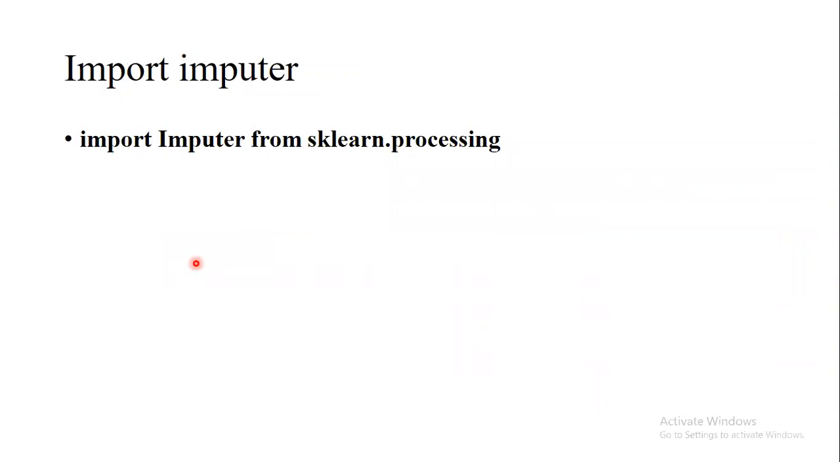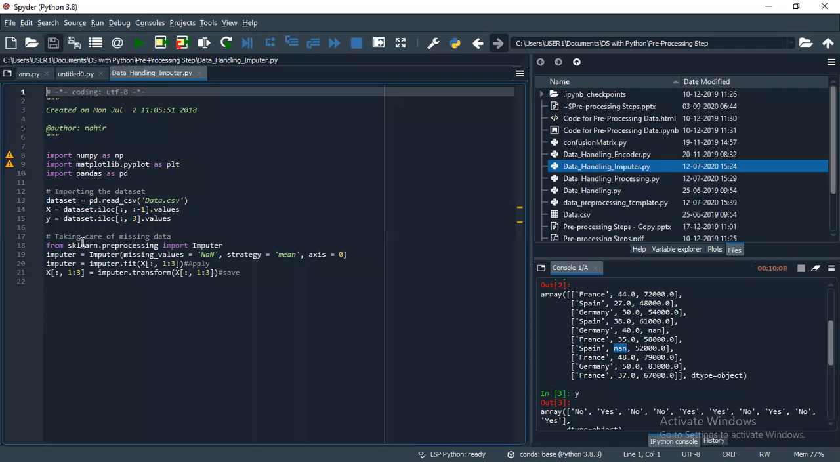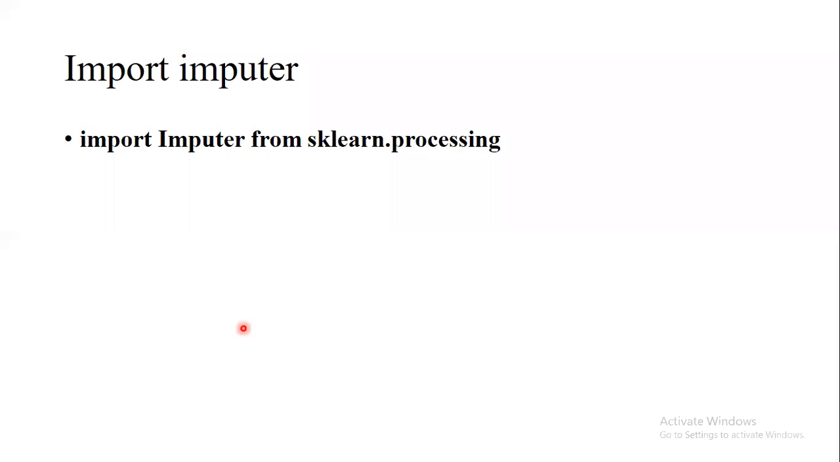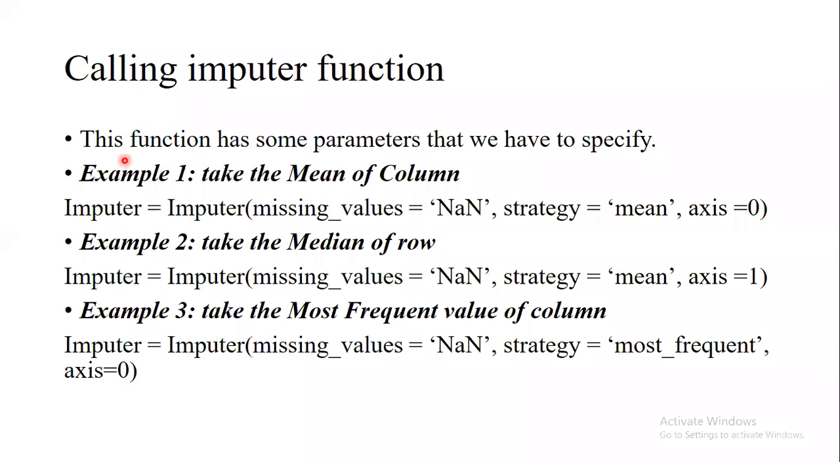Okay. So import imputer, this is the line. Import imputer from sklearn.preprocessing. So from sklearn.preprocessing, I'm importing an imputer. So the next thing is calling the imputer function, the second step: a variable name equal to imputer. Here we need to pass three arguments.